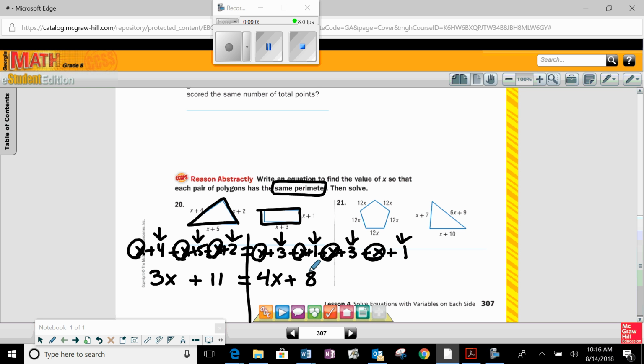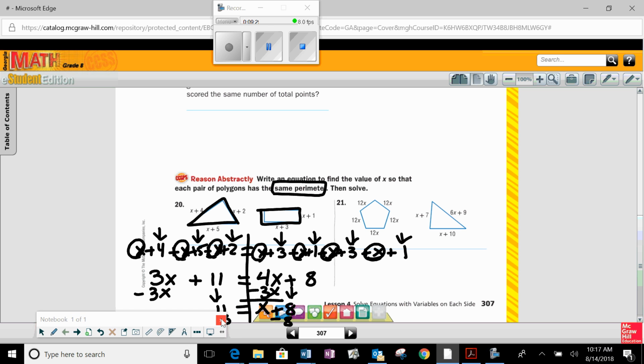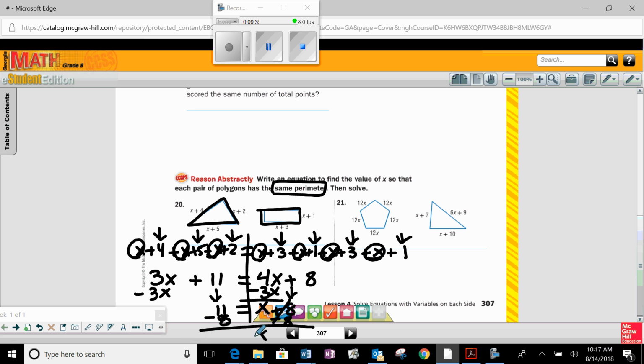We need to get the variables on the same side. This is a 3x, this is a 4x, so I'm going to move the smaller number over to the bigger number. So I'm going to subtract 3x, giving me a 1x, or just x. Bring down the plus 8, bring down the 11. Now I'm going to subtract 8 from both sides. And that gives me x equal to 11 minus 8, which is 3. So that means that x equals 3.